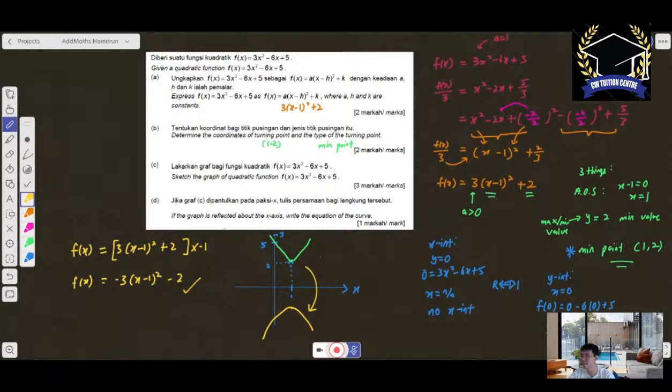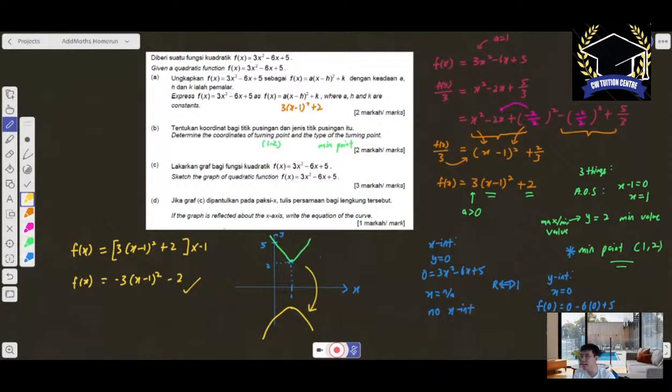Any questions? If reflected in the x-axis, everything times -1. Okay, so that is the quadratic equation that came out in the exam. You might see this kind of question in the exam. I would say a high chance this kind of question is coming out. Okay, so another thing that maybe comes out.